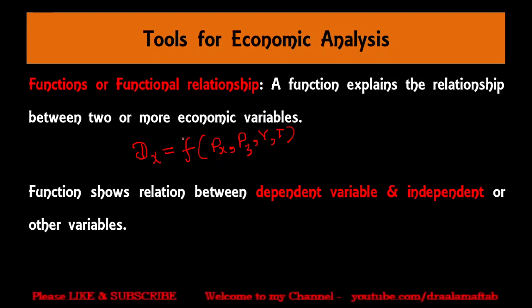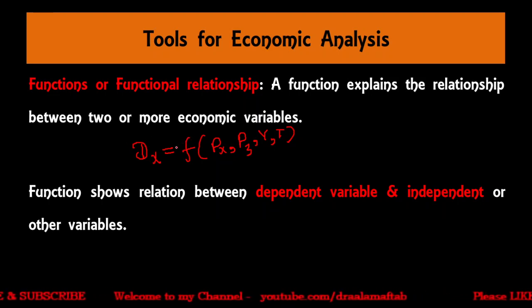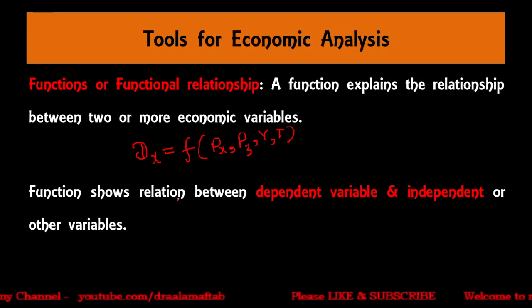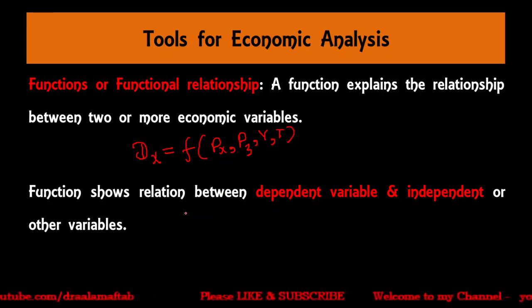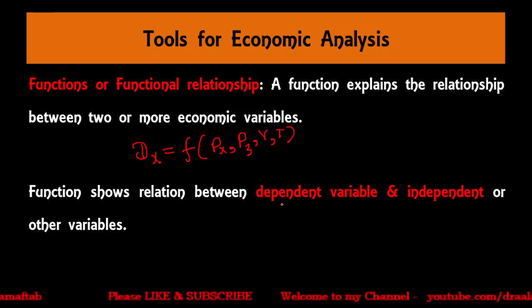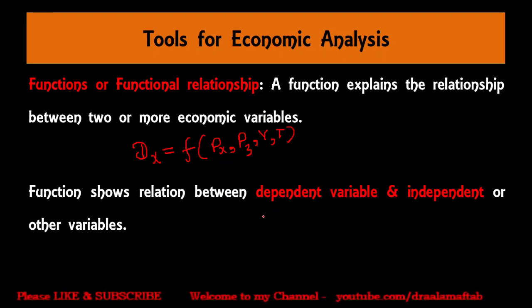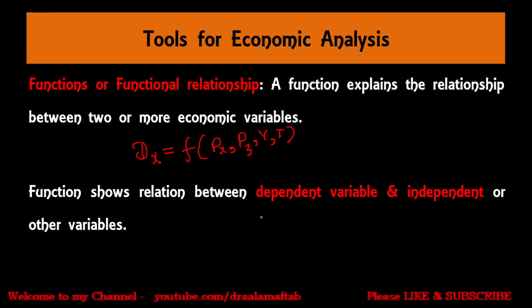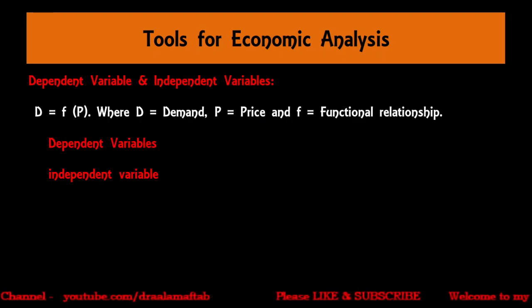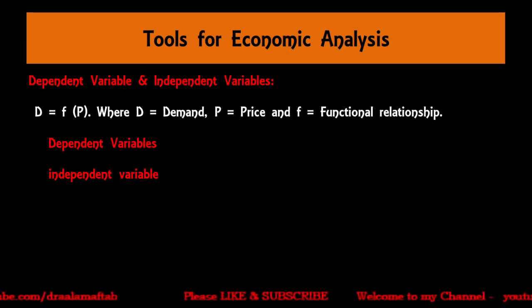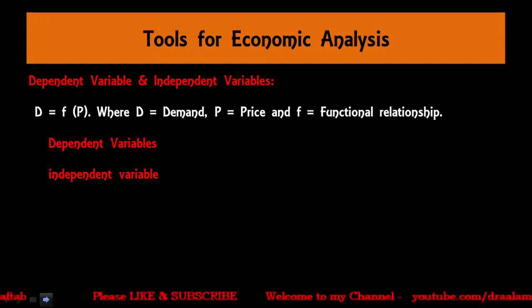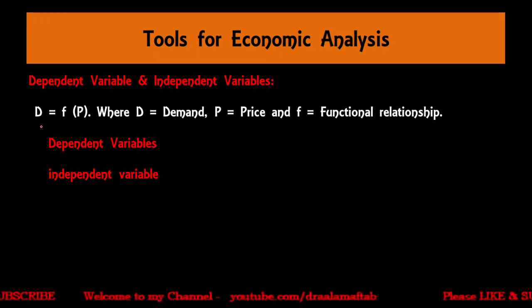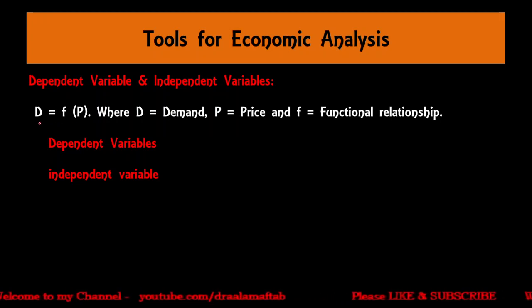So in a functional relationship, we try to see the relationship between two or more variables. Here the function shows the relation between dependent and independent variables. So how do we see what is dependent and what is independent? If you see here, D is a function of P, in the simplest form, as the law of demand says.